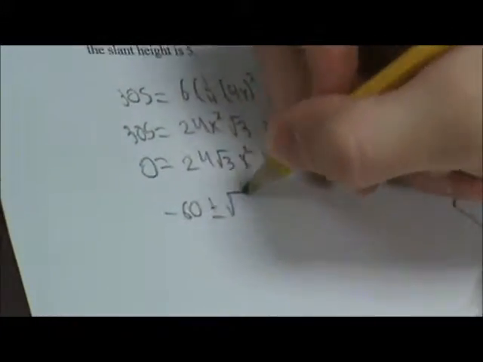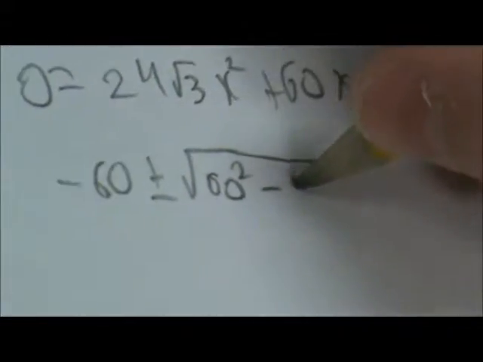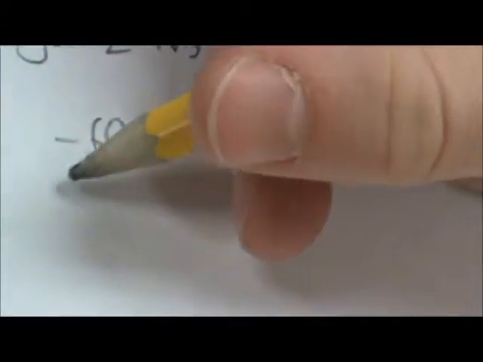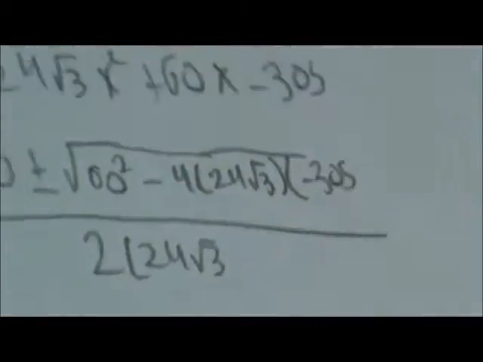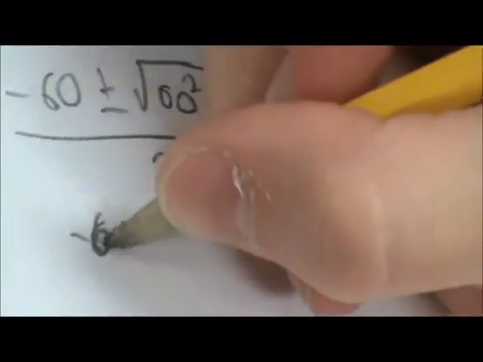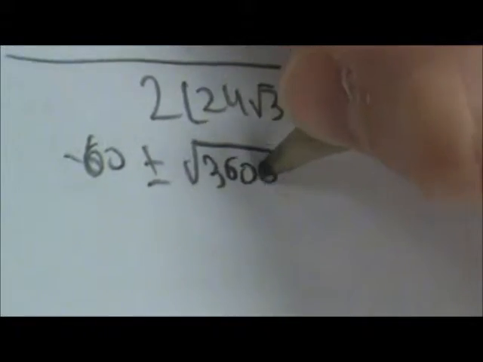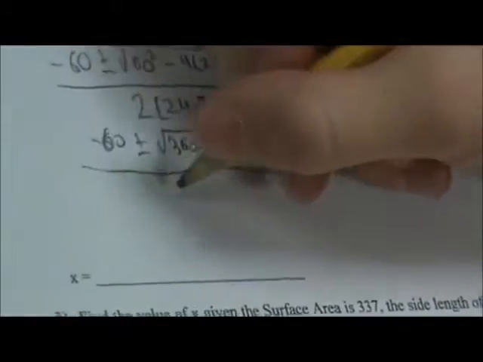So it's going to be negative 60 plus or minus square root of 60 squared minus 4 times 24 square root of 3 times negative 305, and that's going to be all over 2 times 24 square root of 3. So then we're going to simplify some of the things so it's easier to plug into your calculator. So it's going to be negative 60 plus or minus the square root of 3,600 plus 29,184 square root of 3, and that's going to be all over 48 square root of 3.